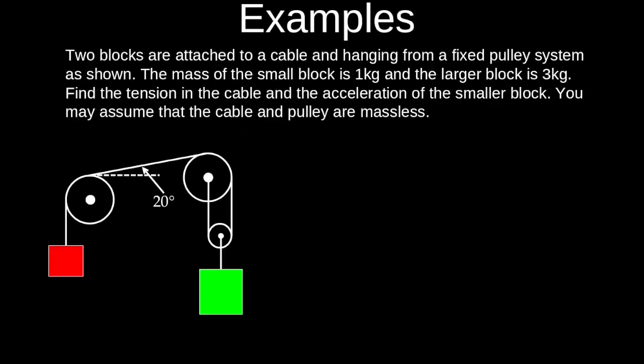Two blocks are attached to a cable hanging from a fixed pulley system, and we're given the mass of the blocks, and we're asked to find the tension in the cable and the acceleration of the smaller block. And the cable and pulley are assumed massless. So if you just follow the cable which is wrapped around these pulleys, you'll be able to draw the tensile force at certain locations. So the tensile force is uniform in magnitude.